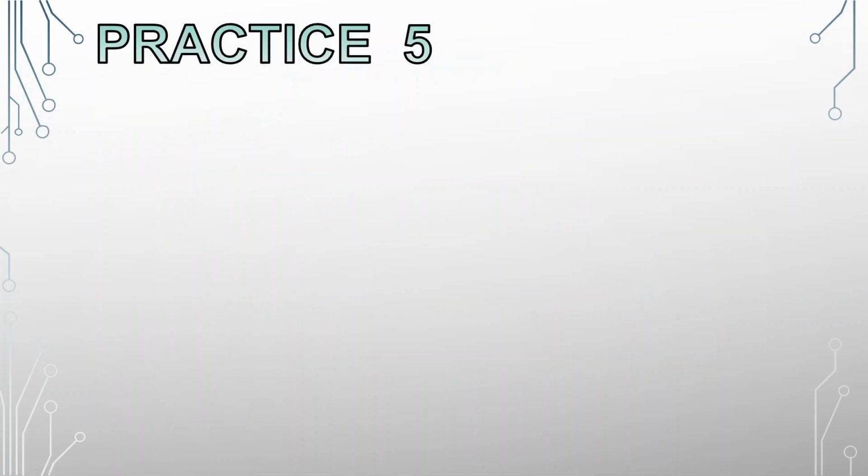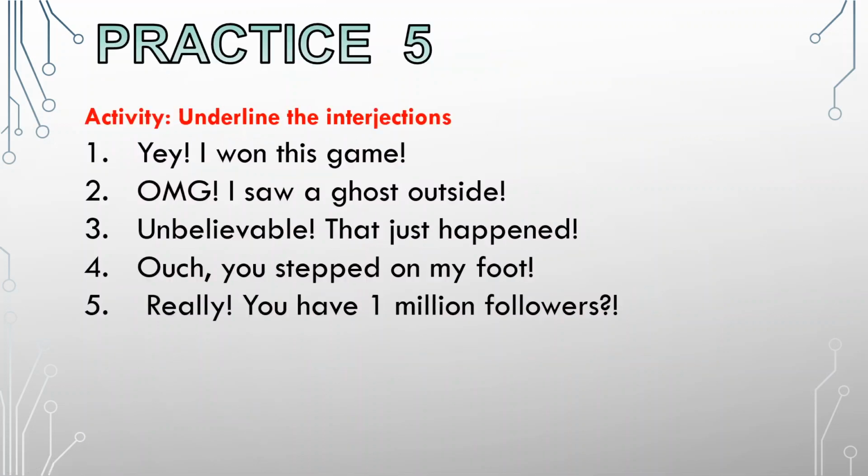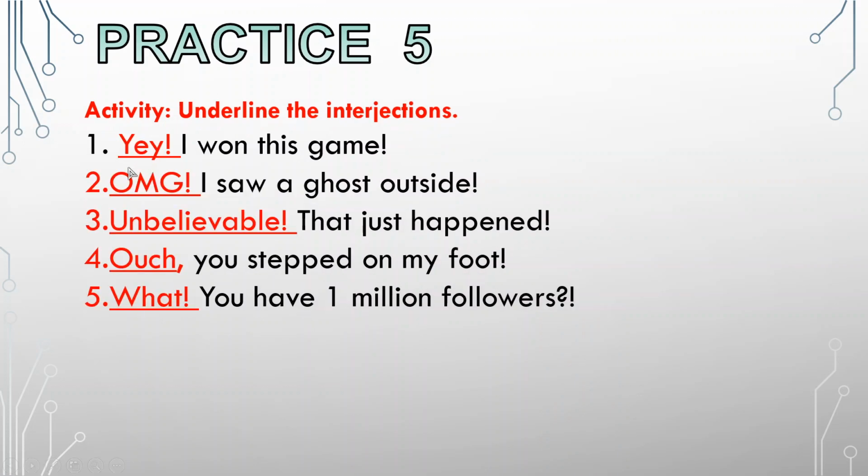So this is practice number 5 and some examples. Underline the interjections from 1 to 5. Kindly pause this video and answer them. It's quite easy. So let's answer them. For number 1, yay, I won this game. So yay is your interjection, and it is followed by an exclamation point because it's showing strong emotion.